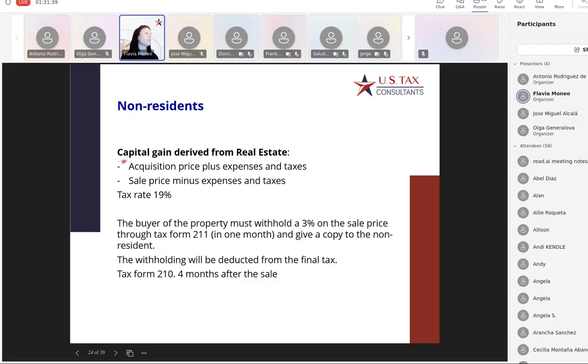Next slide, please. Okay. The other option is when you have a capital gain from real estate. If you sell a house here in Spain and you are not living here, you also have to file the Modelo 210. The tax rate that you will have is 19%, and the buyer, though it's not up to you, will withhold 3% of the sale price with this form, and you will get this withholding back once you file the 210. And the deadline for this kind of 210 is 4 months after the sale.